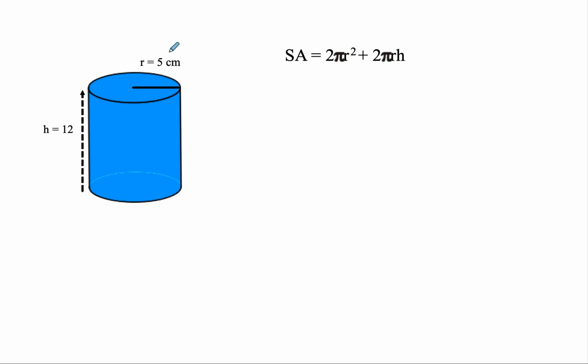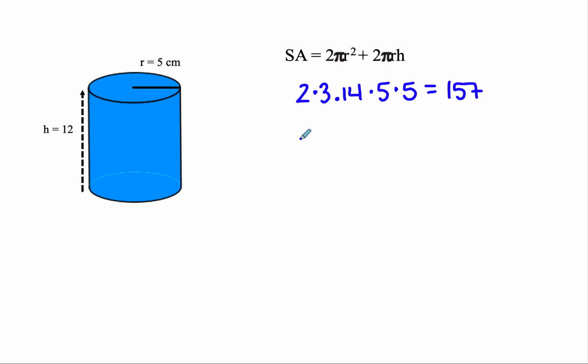So for this cylinder, we have a radius of 5 and a height of 12. So we're going to do 2 times 3.14 times radius squared means I'm doing the radius twice, times 5 times 5. That's for the 2 circles. So let's go ahead and figure that out. So 2 times 3.14 times 5 times 5. And that gives me 157.